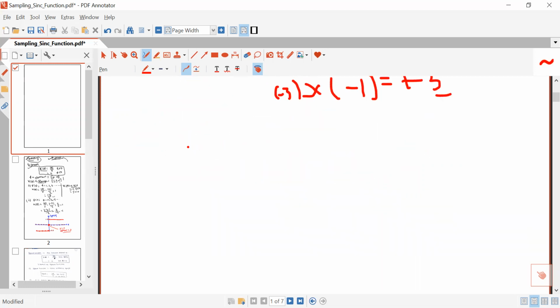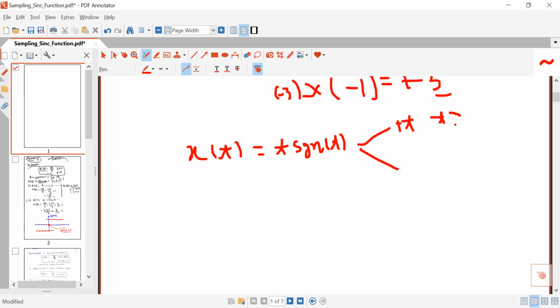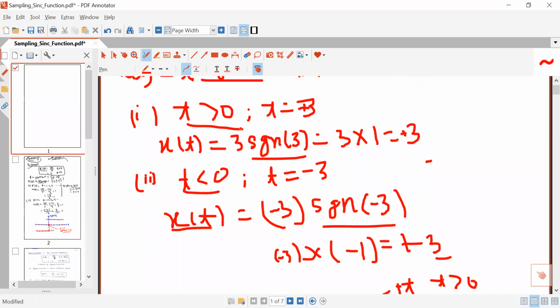Or you can say x(t) equal to t signum t is plus t when t is greater than 0, and it is also plus t when t is less than 0. So whether t is greater than 0 or less than 0, t signum t is always plus t. So you can write it as mod of t. So in this way you can justify this statement, this property.